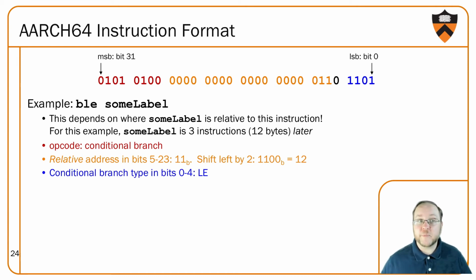The last example of a branch instruction is a conditional branch. Here, recall that we have fewer bits for the relative address because we have to use some of the bits for that condition code. In this case, we have 4 bits, so there are 16 conditions that we can represent in branches. Though not all of them are actually used, there's a BNV instruction, which is a mnemonic for branch never. But here we have 1101, which is for LE.